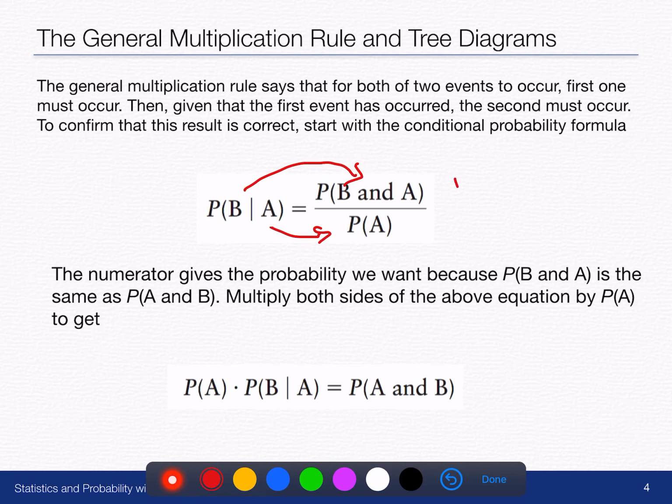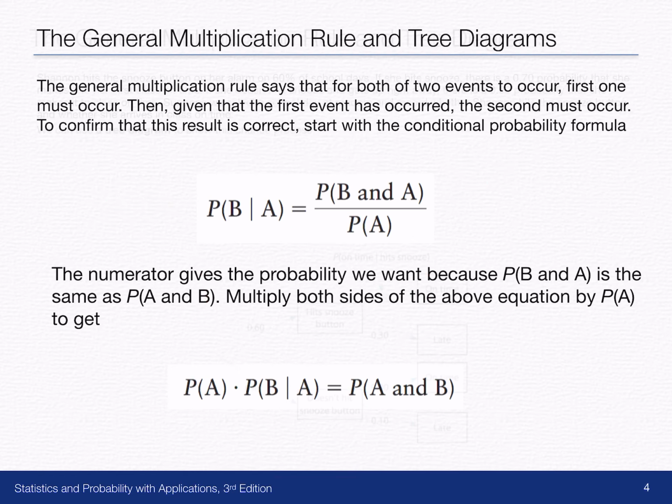So they're saying if you multiply both sides by the probability of A, then what happens is you're left with the probability of A times the probability of B given A. Okay?